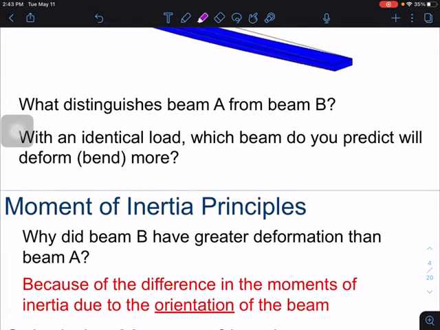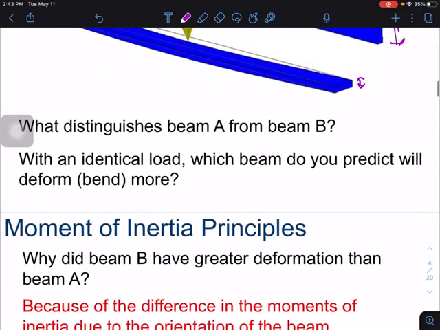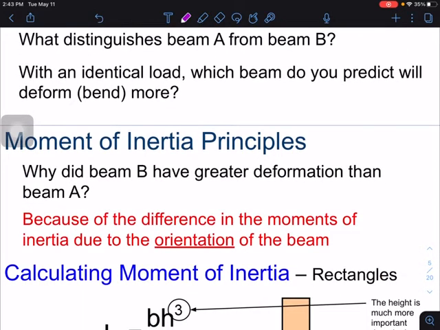Here it tells us that beam B will have greater deformation than beam A. The vertical height is the most important factor in these two beams, in any beams. If it's taller, it's going to have more resistance to deformation. And so the difference between these two, the difference in the moments of inertia due to orientation, has a different moment of inertia. So in other words, the resistance to deformation or bending is based on orientation.